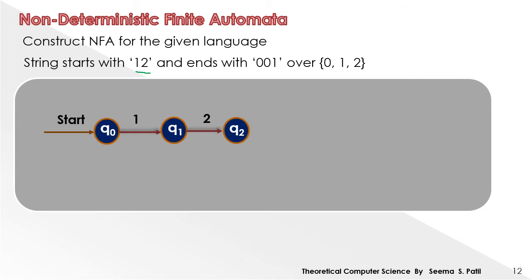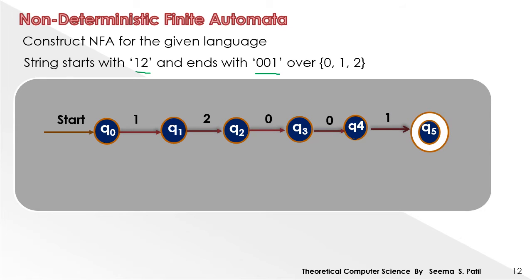And the string should end with 0, 0, 1. Draw for this in this way 0, 0, 1. Now between these 1, 2 and 0, 0, 1, there can be any number of 0, 1 and 2 at this location. So add one loop over the Q2, that is 0, 1, 2. Now at the end it must be 0, 0, 1, meaning there are exactly two zeros before 1.